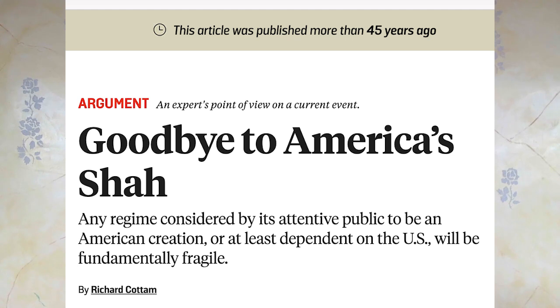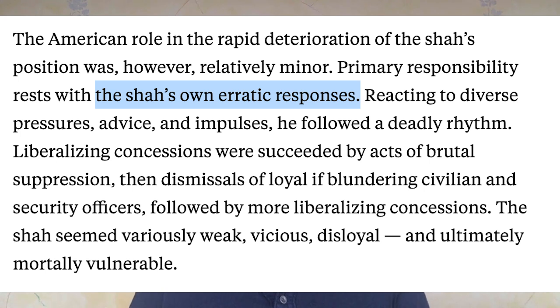The writer Richard Cottam wrote in Foreign Policy magazine in 1978, he said, "The Shah reacted to diverse pressures, advice, and impulses, which created a deadly rhythm. Liberalizing concessions were succeeded by acts of brutal suppression, then dismissals of loyal, if blundering, civilian and security officers, followed by more liberalizing concessions. The Shah seemed variously weak, vicious, disloyal, and ultimately morally vulnerable." So you see the erratic nature of the Shah's responding to this. It's not a firm action. It's not a firm, Mars, succinct, and efficient way of handling a problem. He was essentially all over the place.